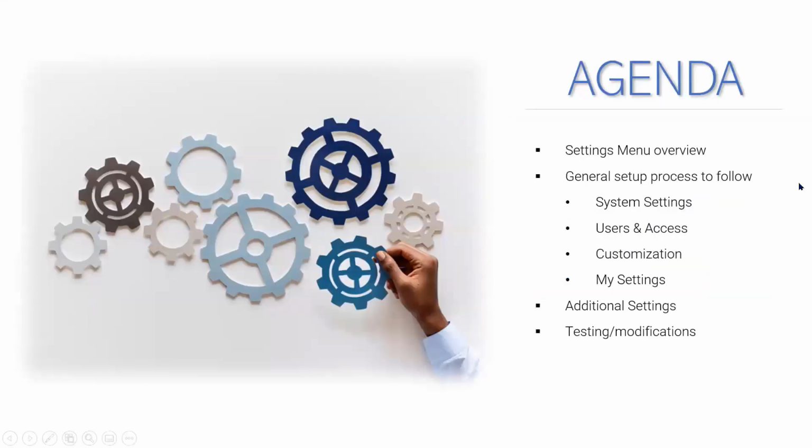So first of all, we'll do a quick overview of the settings menu and the topics, to explain what each one does. And then we'll go into more detail looking at the different sections of the settings menu: the system settings, your users and access section, customization, where you set up your custom fields for each of the modules, and then lastly, the My Settings. The My Settings is where each user has control and can set up certain things. Everything else is under the control of the admin person. And then there are some additional settings that we'll talk over quickly.